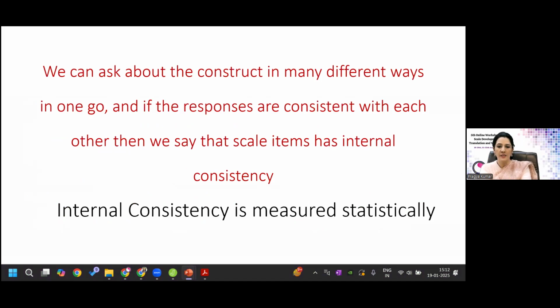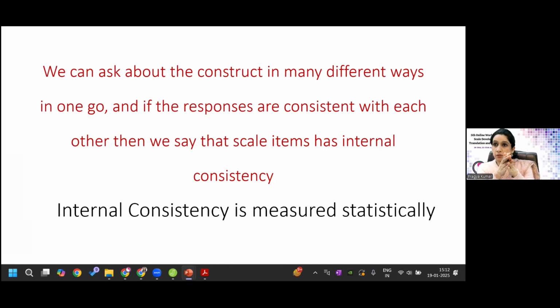Now coming to internal consistency. One item is tapping many other things also. That's why we say that you should not measure a construct with a single item. There should be many items to measure a particular construct, because then the measurement error will be less and the internal consistency of the scale will be more.